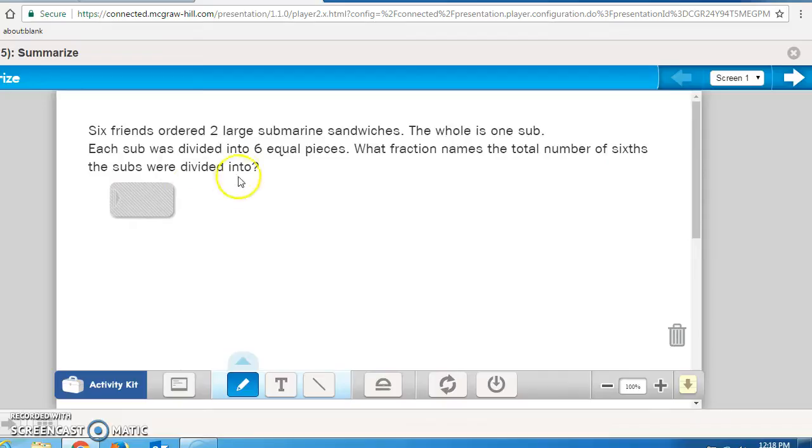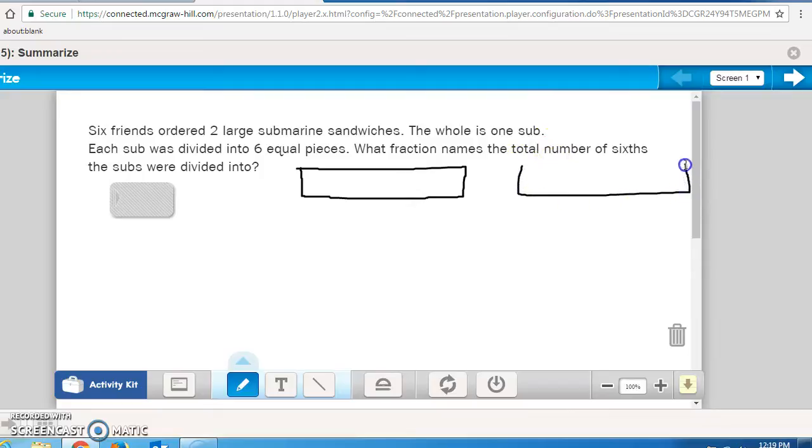Well, remember, the whole is 1 sub. But it says I have a total of 2 subs. So I'm drawing my subs. And the first thing I'm going to do is it says that they were divided into 6 equal pieces. So I'd find my halfway mark on each one, and sorry, my lines are not completely perfect. And each side then must be divided into 3, because that'll end up giving me a total of 6 in each sub.